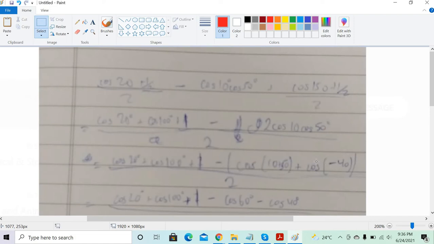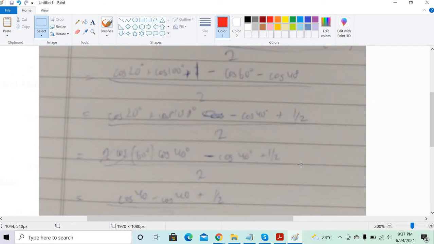This is interesting. Why 2? 1 plus. Yeah, this is fine. 1 plus. This is 1 only. So, yeah, your value is correct. Cos 60 is 1 by 2. So yeah, your answer is correct. No, your method is correct.